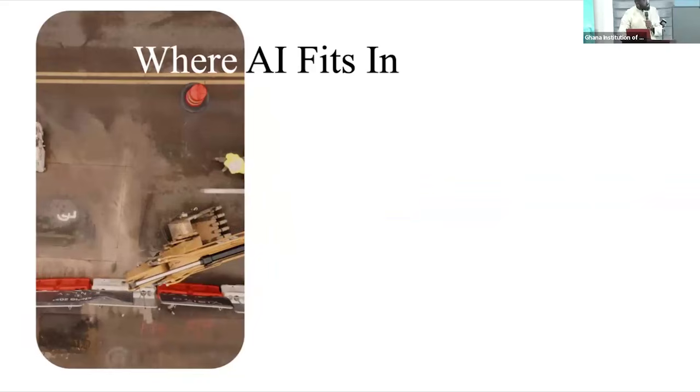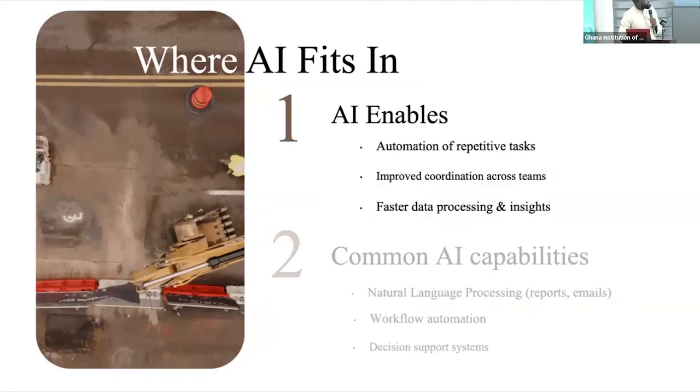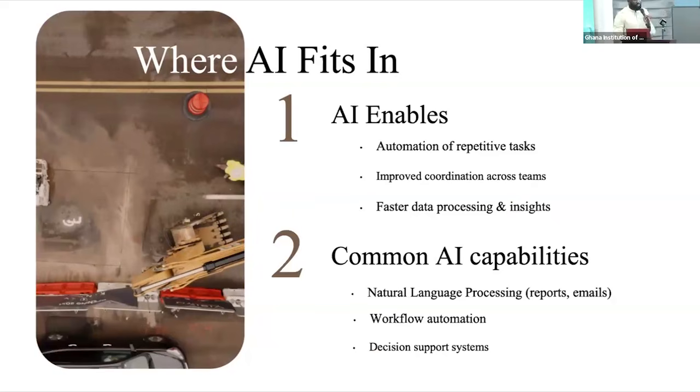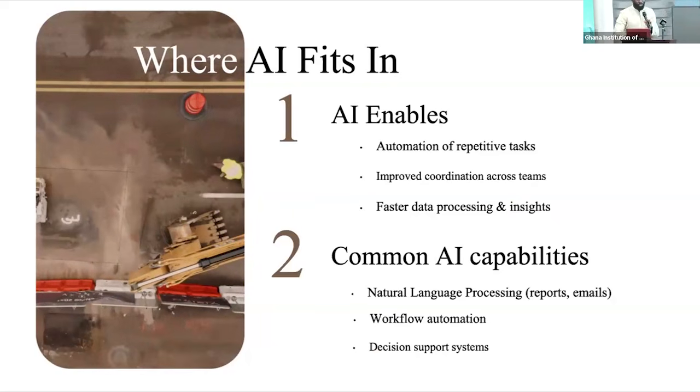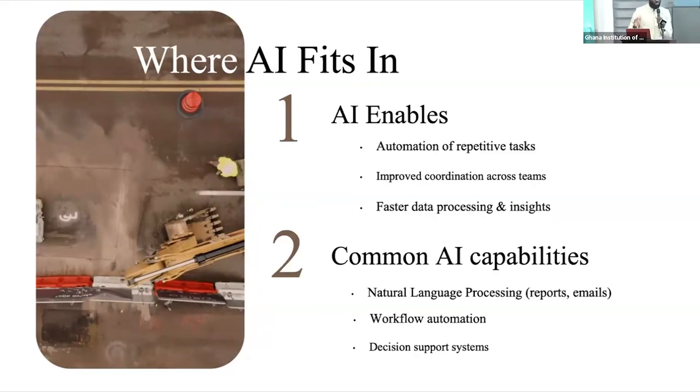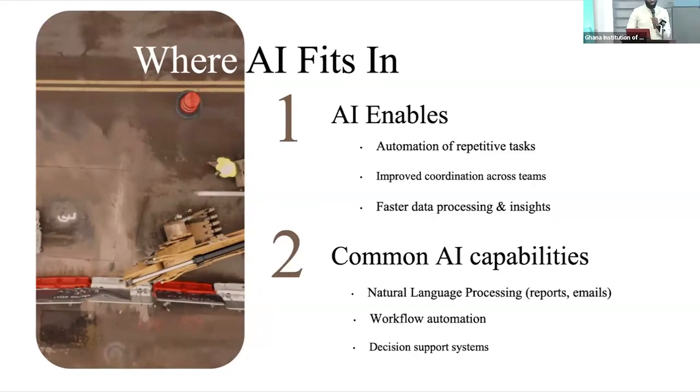And where does AI fit in all of this? The first thing AI does is enable automation of repetitive tasks. One of the most repetitive tasks, like I rightly said, is report writing. Regardless of whatever you do, you will write reports as a civil engineer.